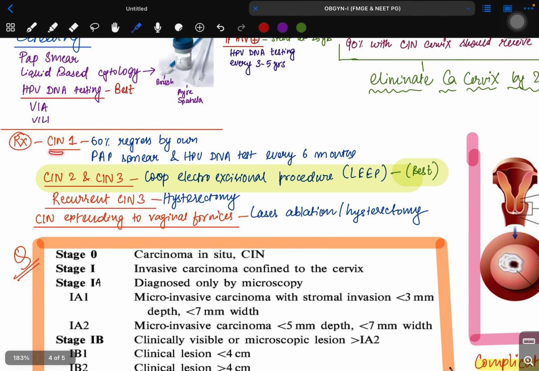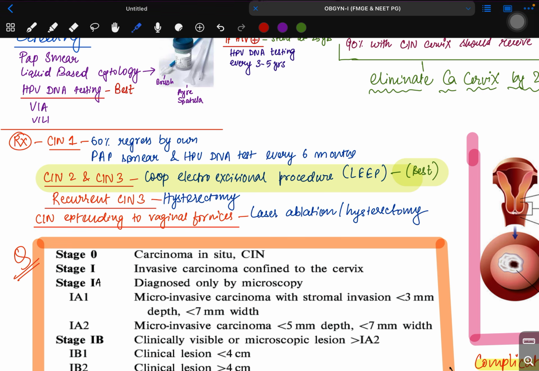Okay. What is the treatment? So for CIN1, like 60% cases, it regresses on its own. We can take the pap smear and HPV DNA test every 6 months. So regular monitoring is required. For CIN2 and CIN3, loop electroexcisional procedure. The short form for that is LEEP, LEEP. Okay, it is the best.